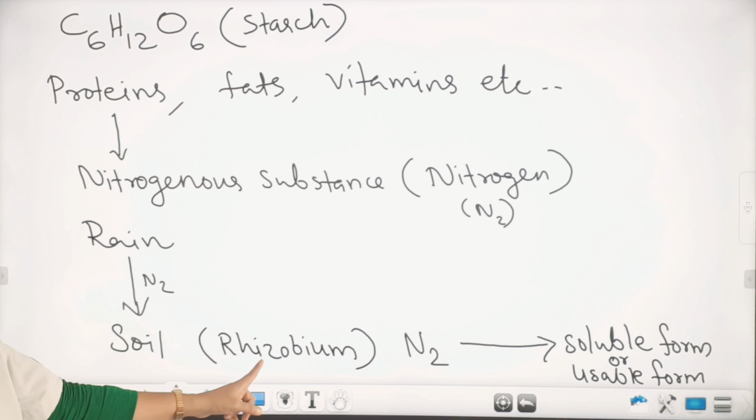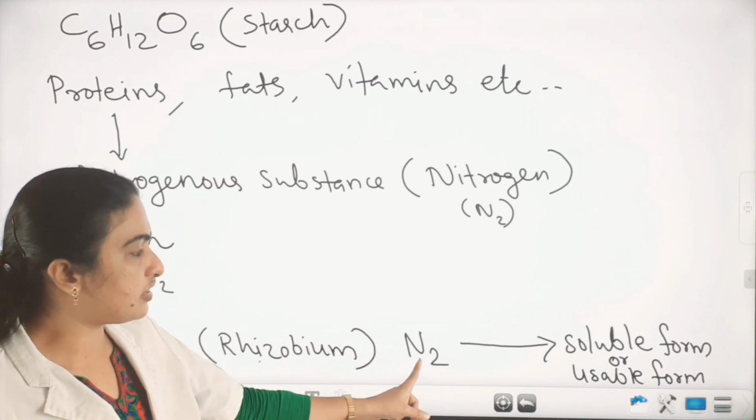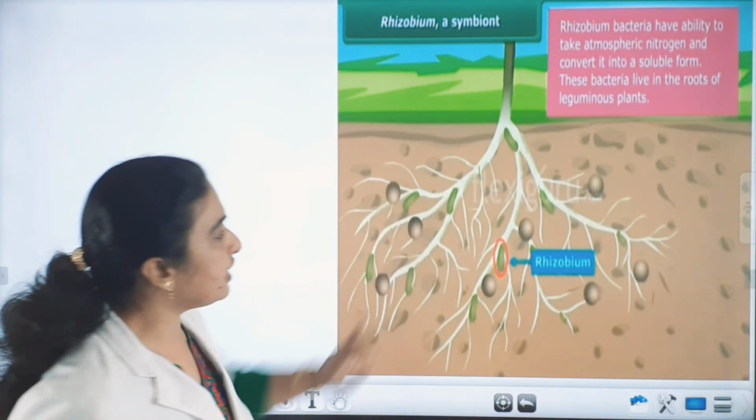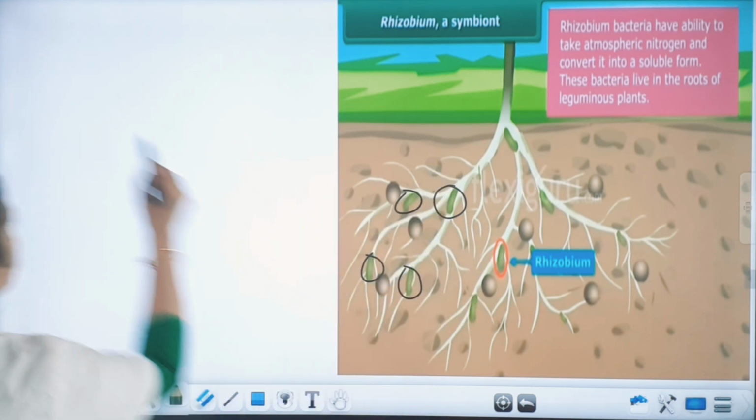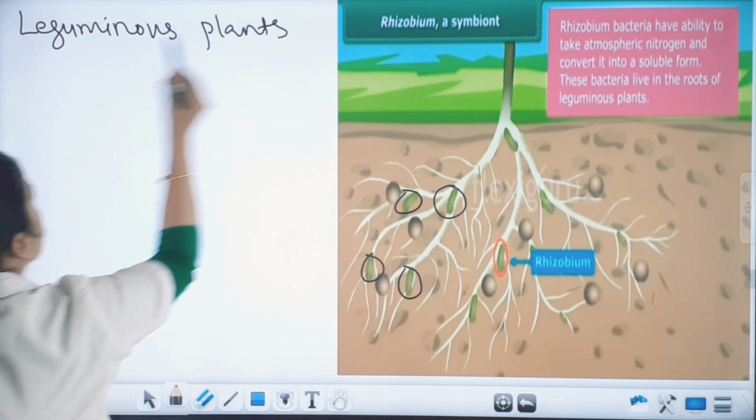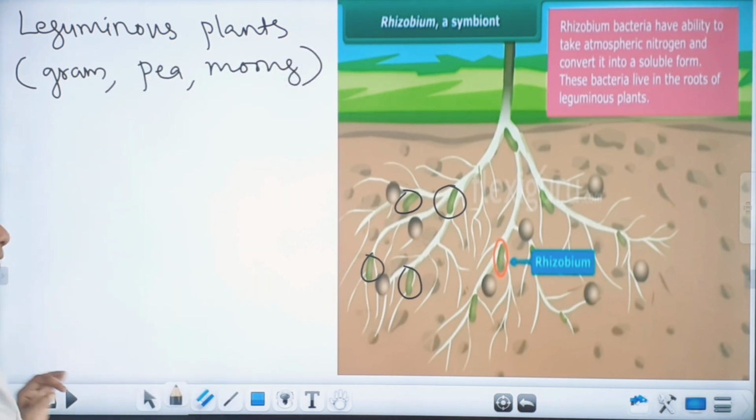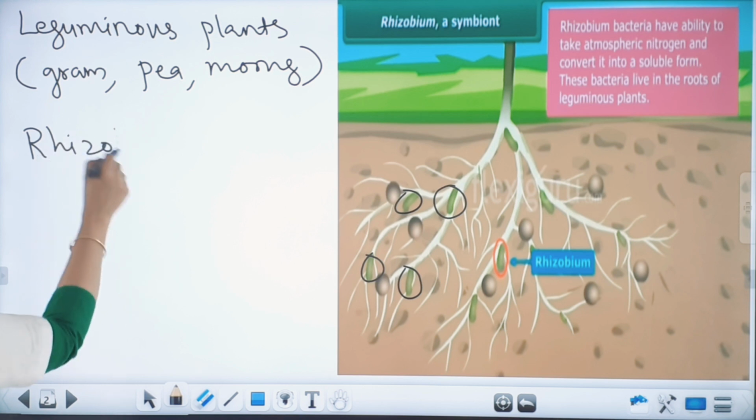soil consists of some rhizobium bacteria. Actually, these rhizobium bacteria are present in the roots of leguminous plants that I will show you. The roots of leguminous plants contain some bacteria called rhizobium. This rhizobium converts the nitrogen in the soil into soluble form or usable form. I will show you. See, this is rhizobium. You can see so many rhizobium here in the leguminous plant. Leguminous plants means gram, pea, moong, etc. So the roots of the leguminous plants consist of a special type of bacterium known as rhizobium.